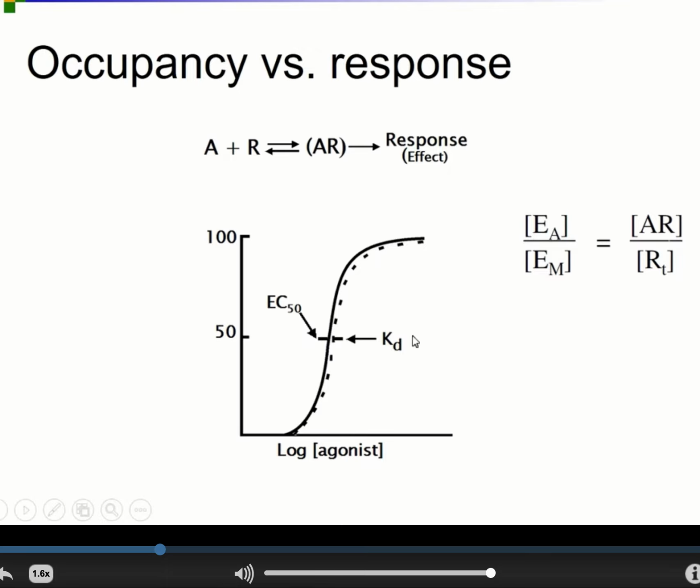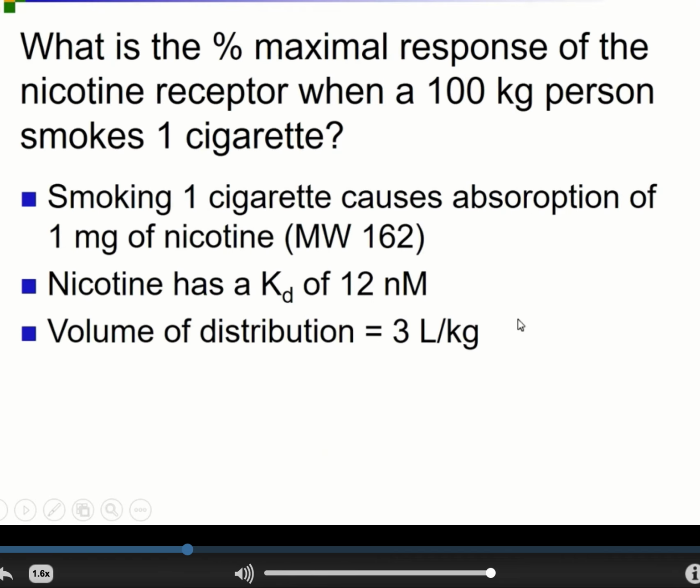So in this situation, the KD, 50% occupancy, is the exact same concentration as the EC50, the effective concentration 50, the concentration that gives us 50% maximal response. And this is just showing over here the relationship. So AR divided by RT was our occupancy. And here we just have the actual effect divided by the maximal effect. And so we're just showing that, assuming this 1-to-1 relationship, these are actually identical mathematically.